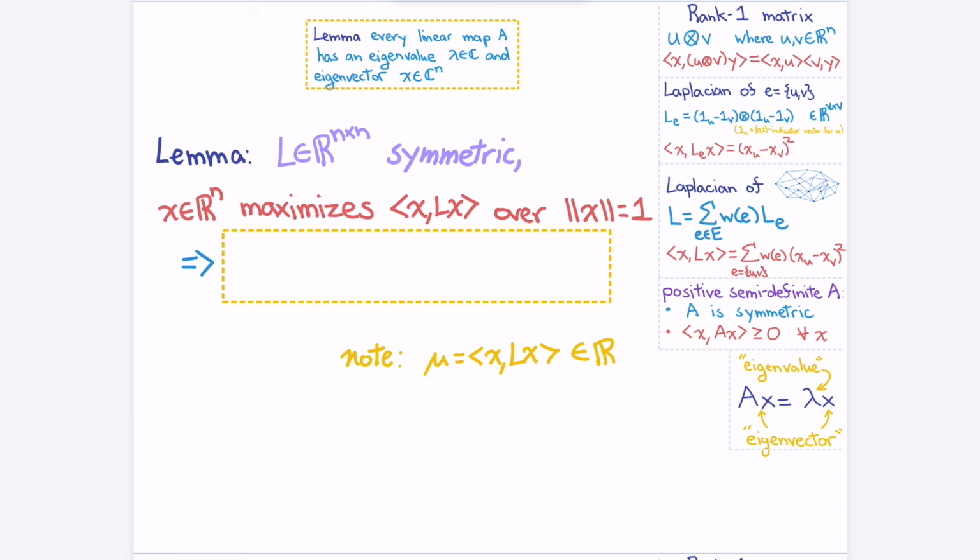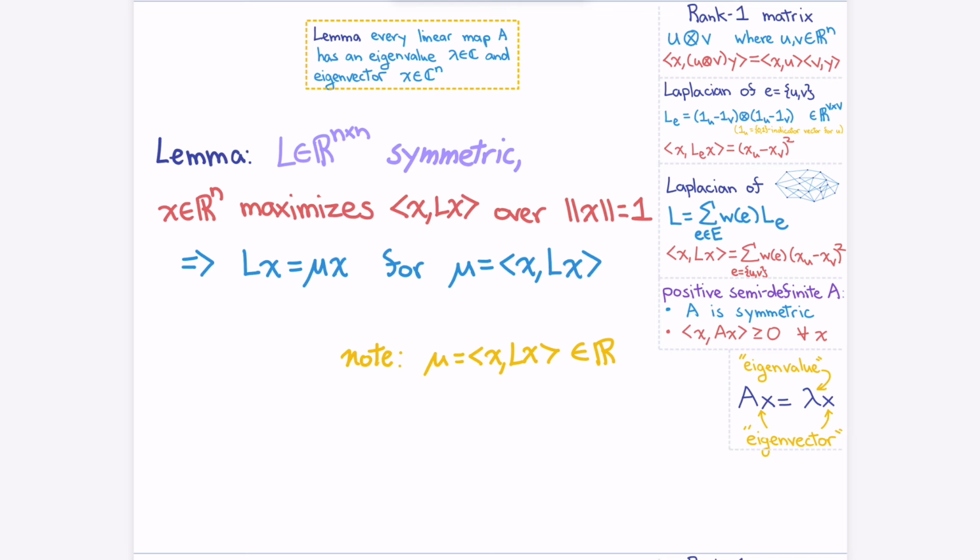I'm going to maximize x^T L x over all unit directions. This is like a geometric thing, right? Find the thing that maximizes this. What do we know about x? Anyone want to guess? Yeah, it's the eigenvector. In fact, you're going to get Lx equals mu x, where the scalar is exactly this x^T L x value. We won't show it yet, but eventually we'll show that it's even the biggest eigenvalue.